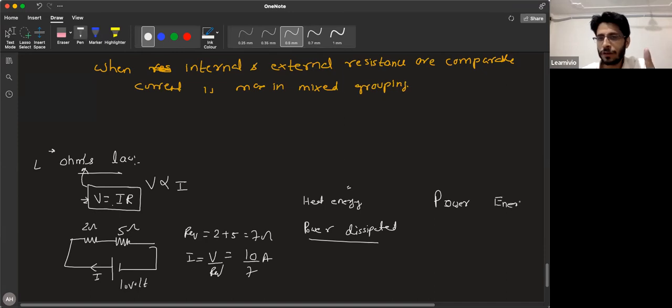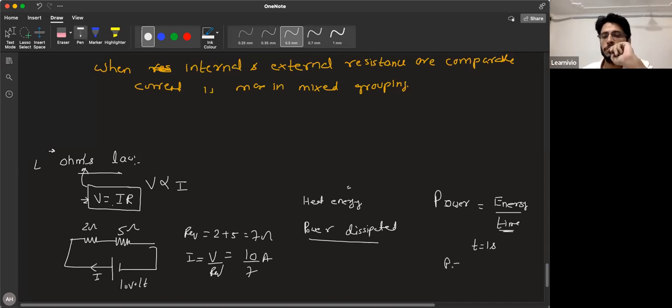This you must have done in your class 11th and 9th. See, power is energy divided by time. If you take time to be 1 second, if I put t equal to 1 second here, then can you equate power to energy?